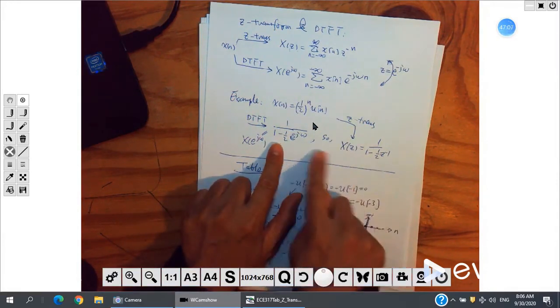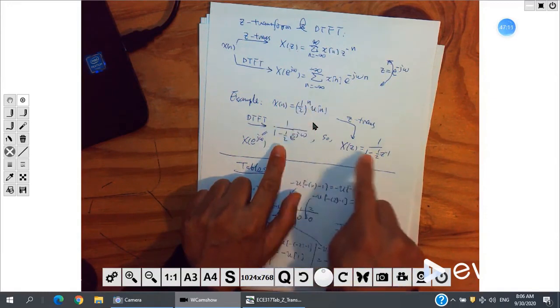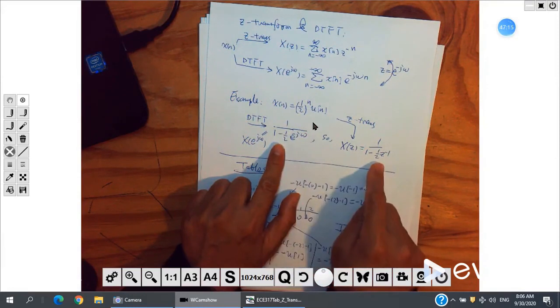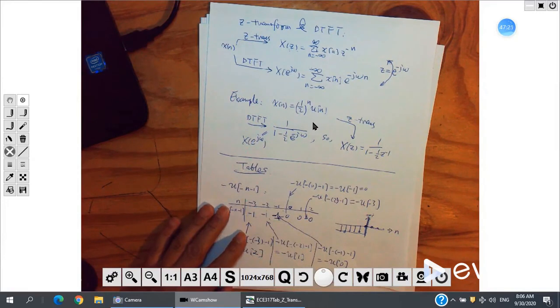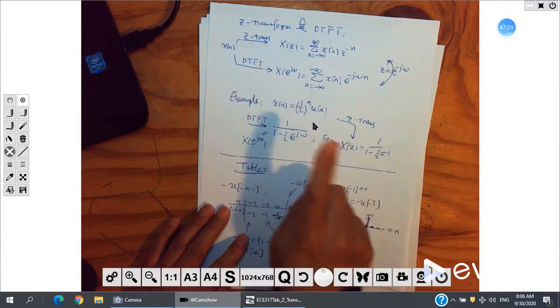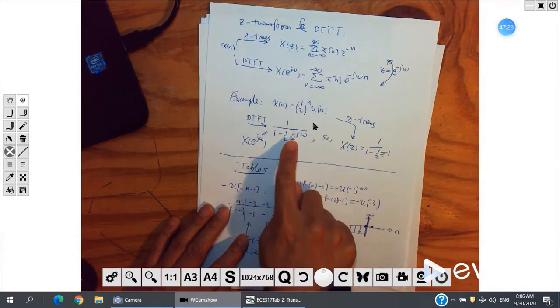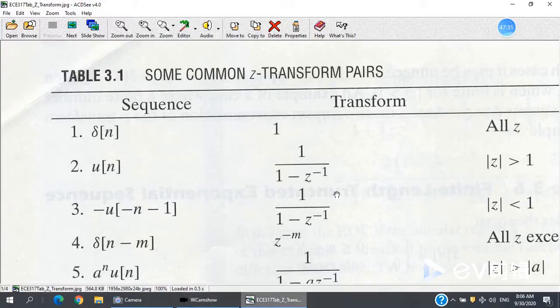This happens only if both the Z transform and the Fourier transform exist. Okay, then I need to explain something about the ROC. After that, we can explain in which case you can replace Z by this one to get the other side. Not always. Here we have the example. You just check the table.